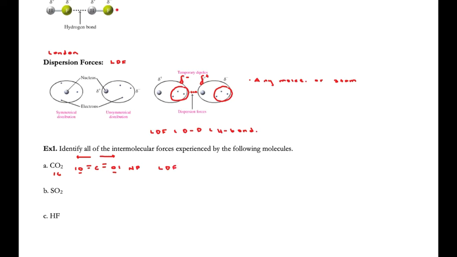All right, let's look at SO2. Sulfur has 6 valence electrons. Oxygen has 6 as well, but there are 2 of them, so that's a total of 18 valence electrons. I'm going to do the exact same thing as I did before. Make sure everyone has an octet and is content.